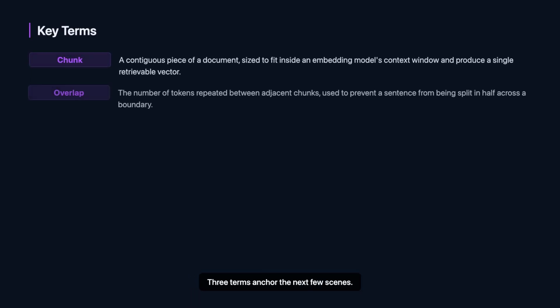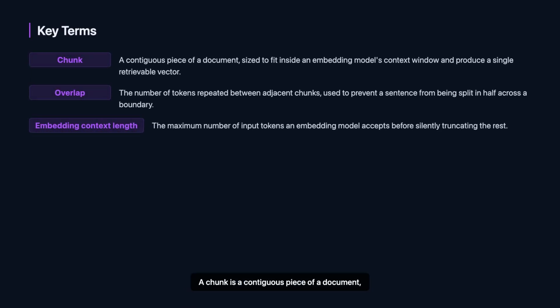3 terms anchor the next few scenes. A chunk is a contiguous piece of a document, sized to fit inside an embedding model's context window. Overlap is the number of tokens that get repeated between adjacent chunks, so a sentence doesn't get amputated at the boundary, and embedding context length is the maximum input the embedding model will accept. Anything past it is silently truncated. We'll introduce dimensionality and change data feed later, when they actually come up.